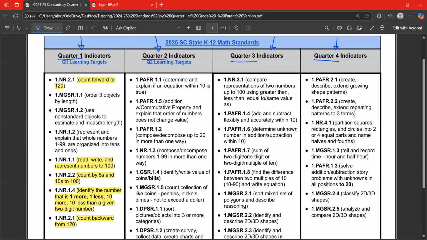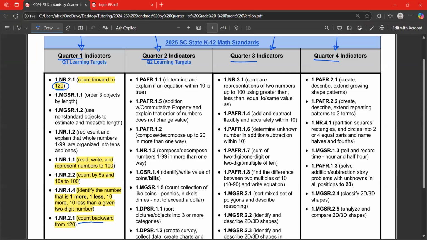forward to 120. Do you already know how to count forward? So like one, two, three, four. How far can you actually go? Can you get to 120? Maybe you should practice today or tomorrow, or have mom or dad test you out to see how far you really can go. So that's counting forward to 120.